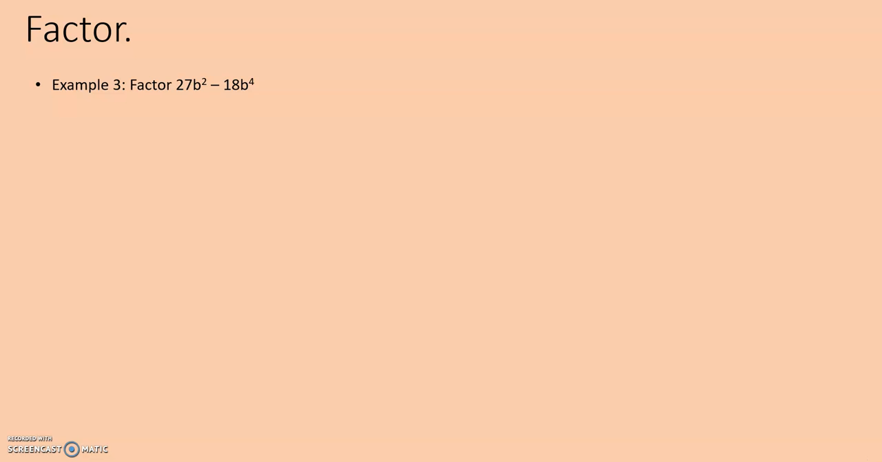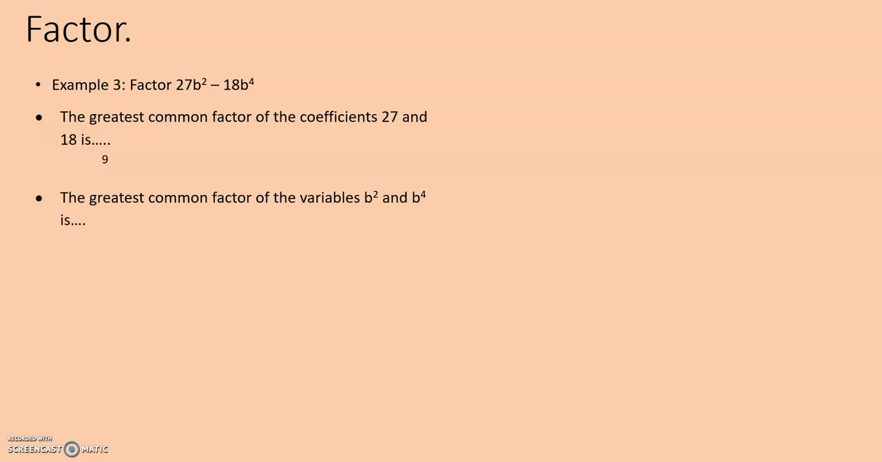Example 3, we're going to factor 27b squared minus 18b to the fourth. Greatest common factor of the coefficients 27 and 18 is 9. The greatest common factor of the variables b squared and b to the fourth is b squared. We're going to rewrite the polynomial as a product, 9b squared out in front.